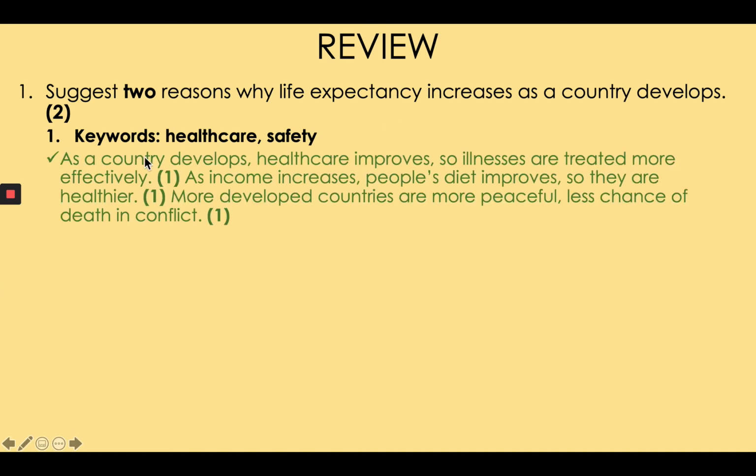You should have said, as a country develops, healthcare improves, so illnesses are treated more effectively, a mark. Or as income increases, people's diet improves because they can afford better food, so they're healthier, a mark. Or you could have said, more developed countries are more peaceful, so there's less chance of death in conflict or violence or in violent crime, a mark. If you got any of these 2 points and explained them correctly, you get 2 marks.